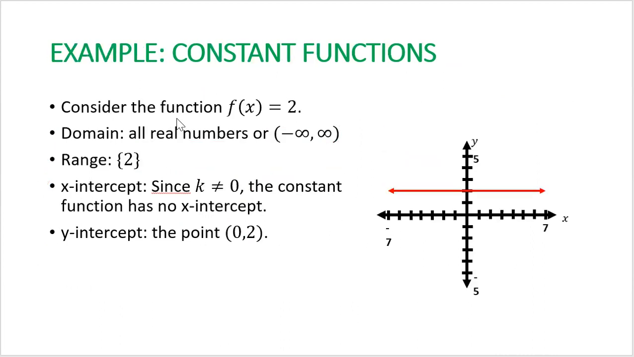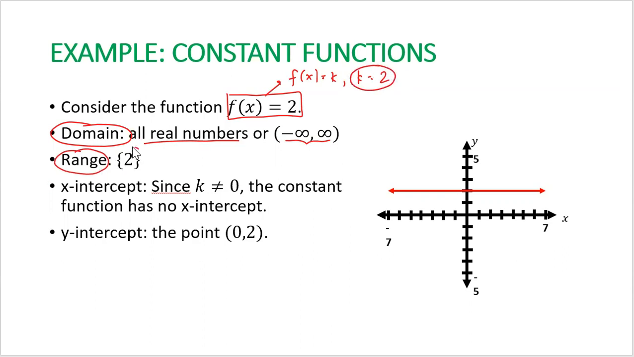So let's have an example. Let us consider f of x equals 2. So this is a constant function because it is of the form f of x equals k, where k is equal to 2. So since a constant function always has the domain as the set of all real numbers, the domain will be the interval from negative infinity up to positive infinity. Now the range is the set that contains the value of k, and since in this case k is equal to 2, the range will be the set that contains y equals 2.